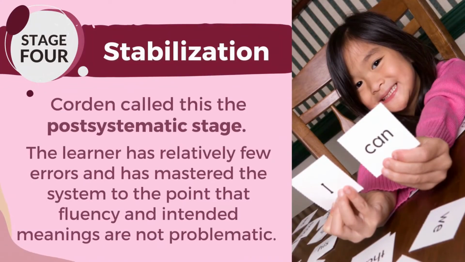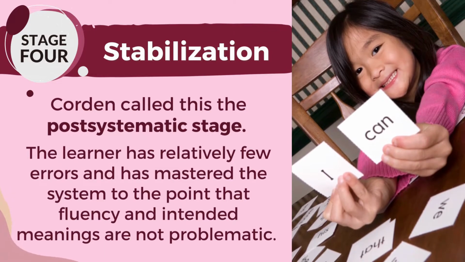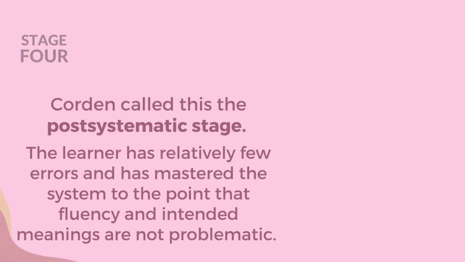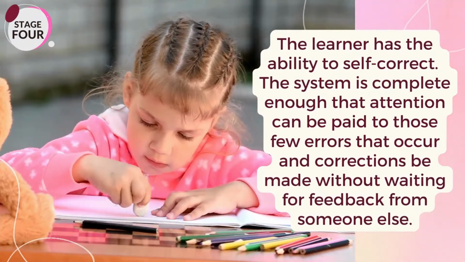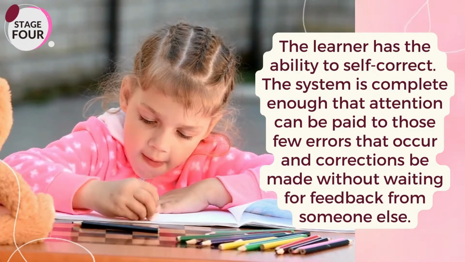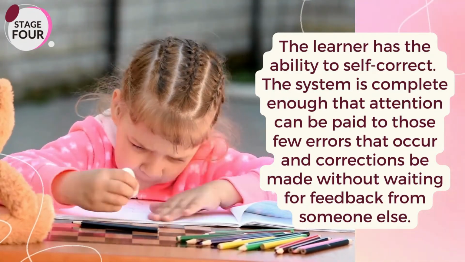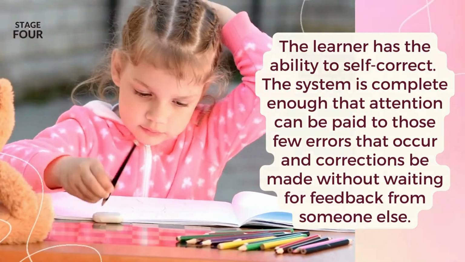Stage 4 is stabilization. Corder called this the post-systematic stage. Here, the learner has relatively few errors and has mastered the system to the point that fluency and intended meanings are not problematic. At this stage, the learner has the ability to self-correct. The system is complete enough that attention can be paid to those few errors that occur and corrections be made without waiting for feedback from someone else.